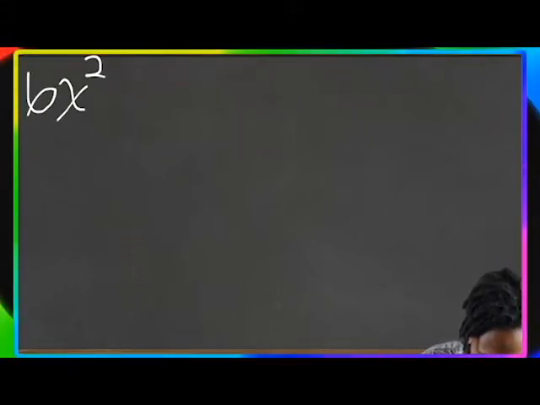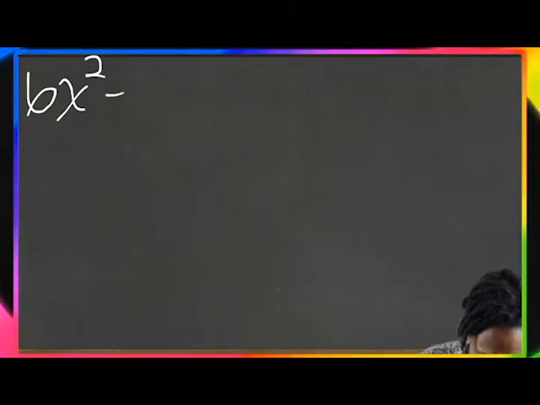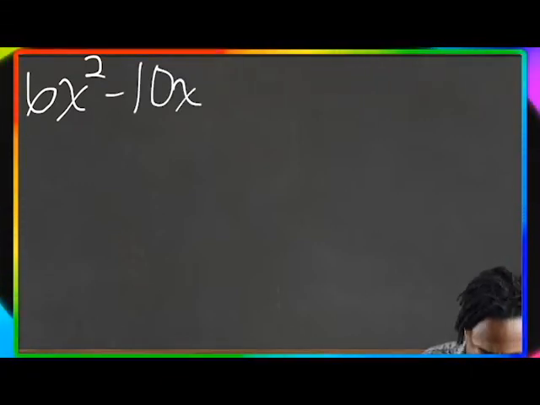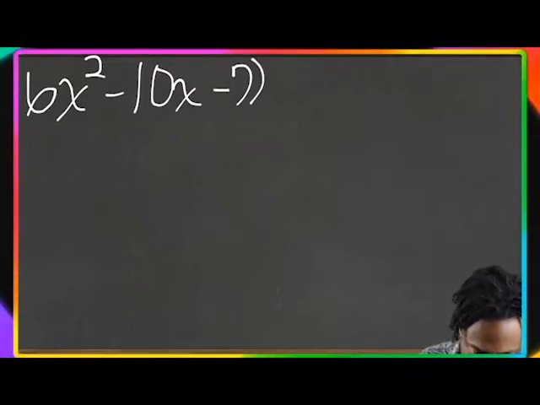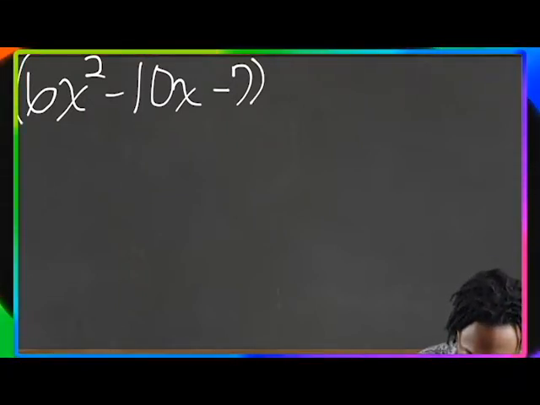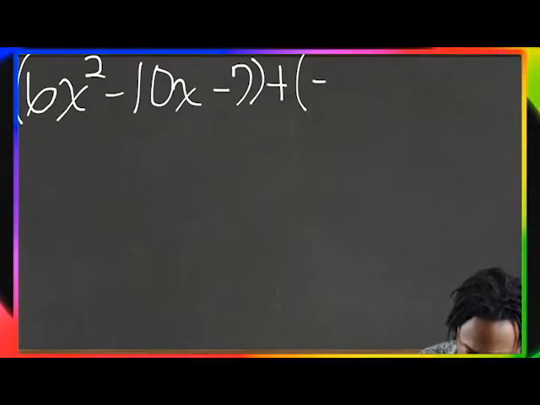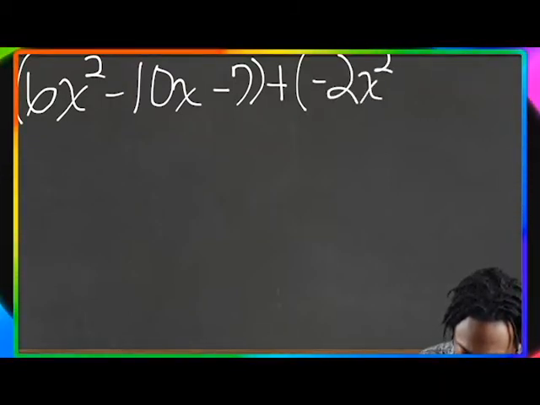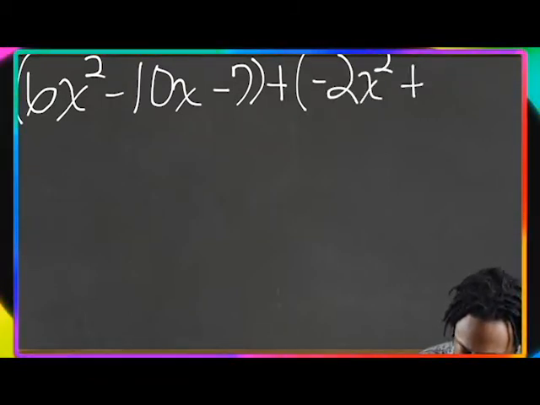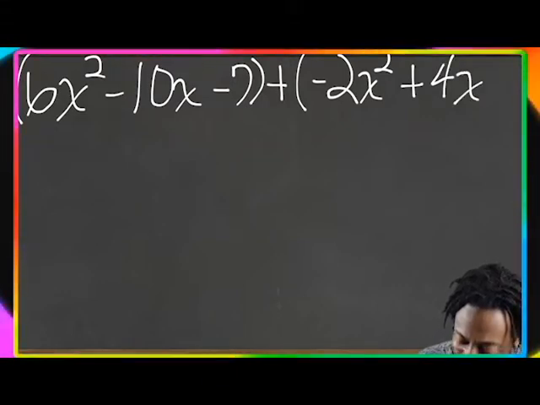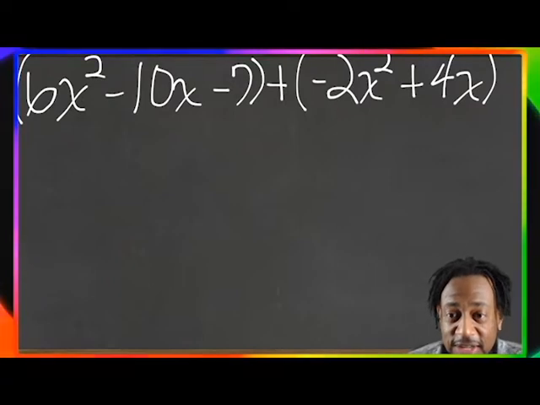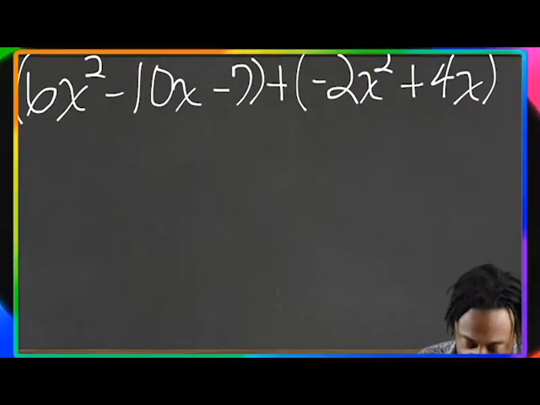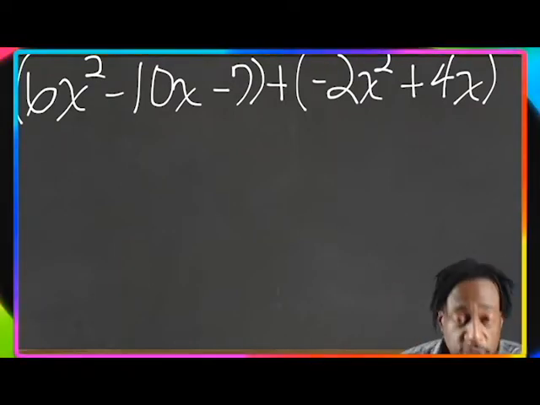6x squared minus 10x minus 7. Okay. Put the parentheses. It's my little chalkboard. Excuse my handwriting. I did not pass handwriting class. Okay. 4x. Okay. And I'm writing as slow as I can. Okay, the x squared is cut off a little bit. It's okay.